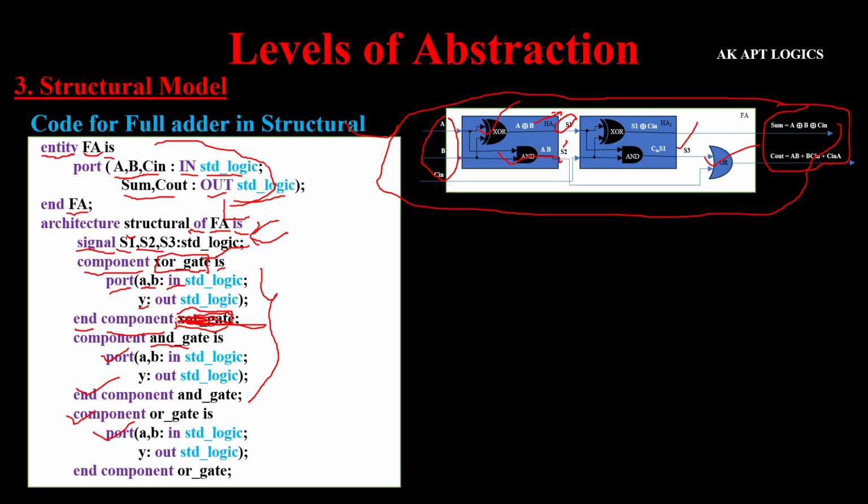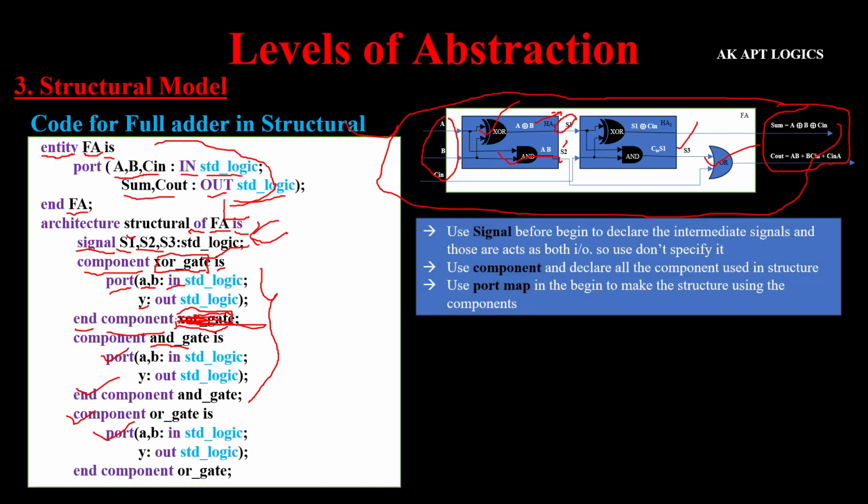Next, now we are going to write our logic. Where are we going to write our logic? I have told you, right? After begin, you need to write the logic, so I am beginning the code. Before that, let me tell you this term. Use signal before begin to declare the intermediate signals, after declaring the architecture name. Those can be accessed as both input and output, so we don't specify them as input or output.